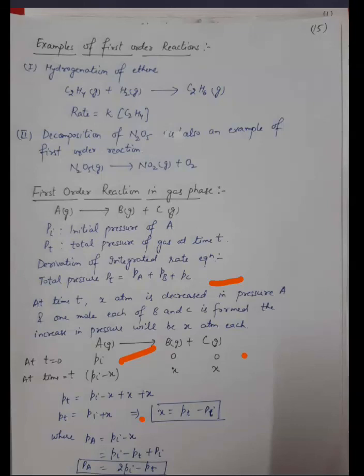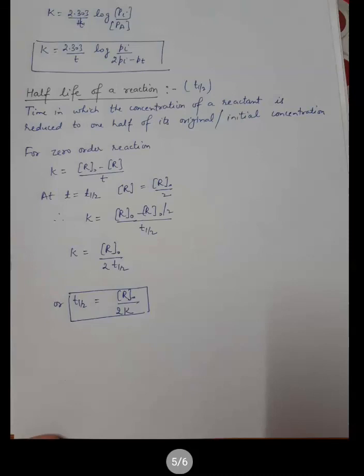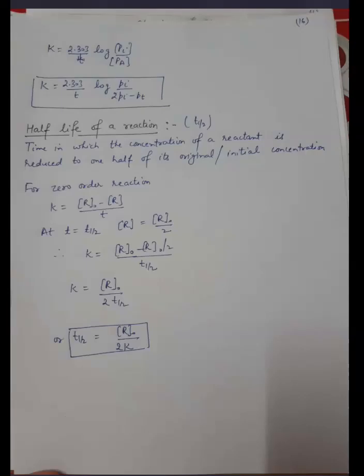You know Pa is equal to Pi minus x. Putting the value of x here, we get Pa is equal to 2Pi minus Pt. So k is equal to 2.303 upon t log Pi upon Pa. Putting the value of Pa from the previous equation, 2Pi minus Pt, we get the integrated rate equation for a first order reaction in the case of the gas phase.